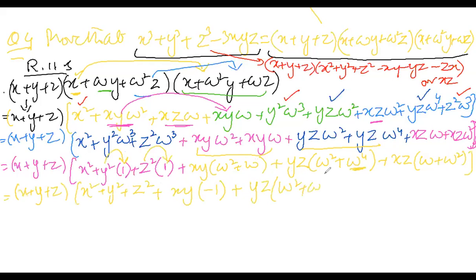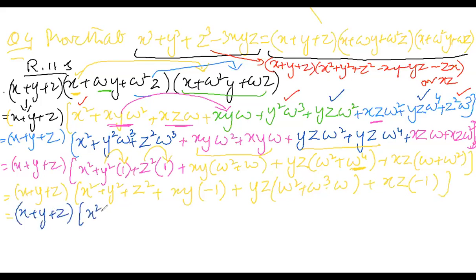How we can expand it? Omega cube into omega. Hope you got it. And similarly, xz, omega plus omega square, we can write it as -1 as earlier we have done. Now, dear student, x plus y plus z, we have the same value.